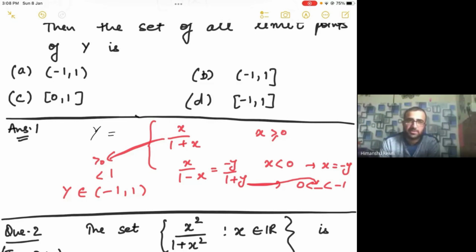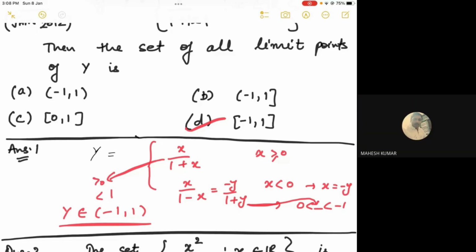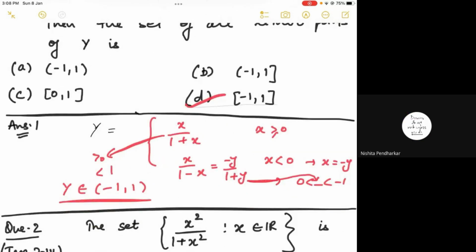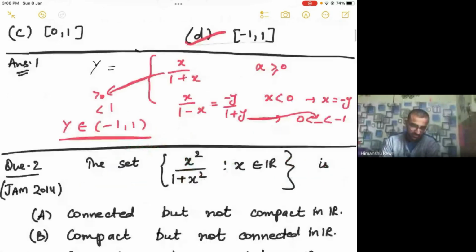Now can you tell me what will be the set of all limit points of this set Y? Option D. Yeah, option D. So is this clear to everyone? Is there any doubt in that D part, question number 1? No, sir. Okay, fine. So let's go to question number 2.